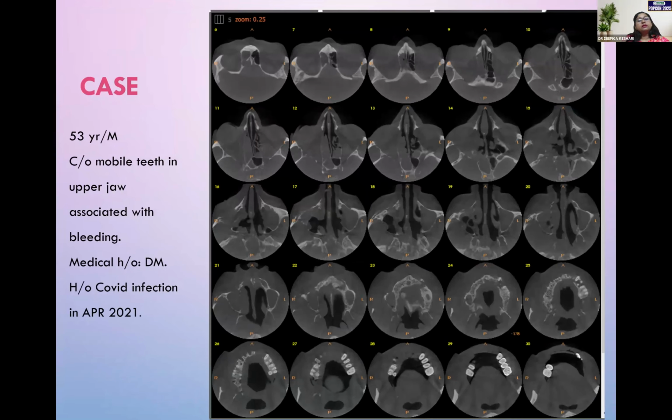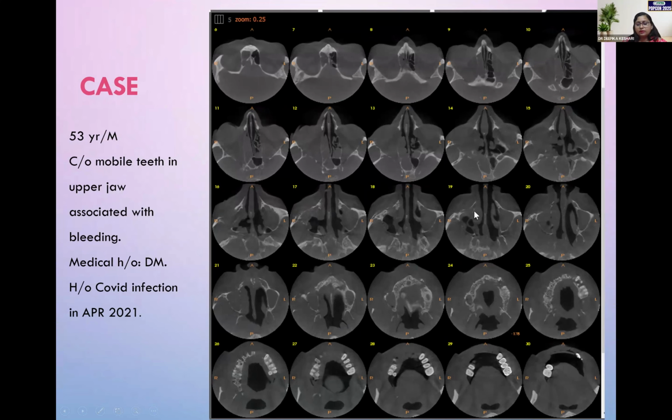The next case here, a 53-year-old male patient, complains of mobile teeth in the upper jaw associated with bleeding. He gave a medical history of diabetes mellitus, and also he was giving a history of COVID infection in April 2021. So when we see here, there is very ill-defined destruction in the anterior maxilla and the palate, which is communicating with bilateral maxillary sinuses. And also there is significant mucosal thickening within the sinuses.